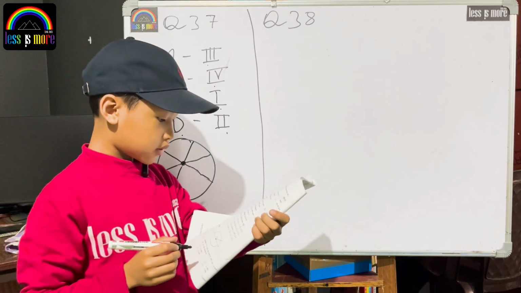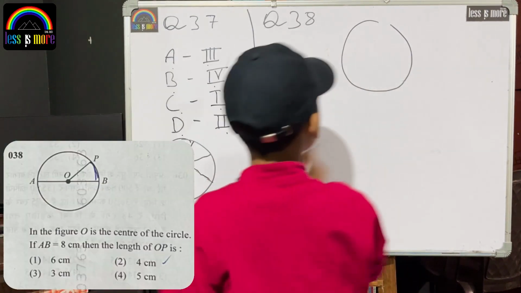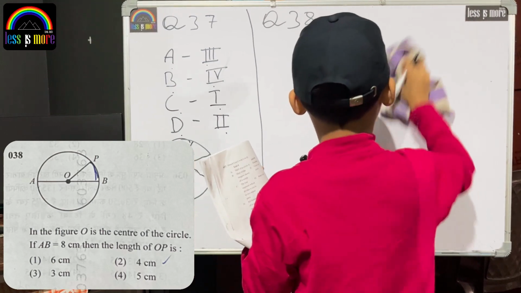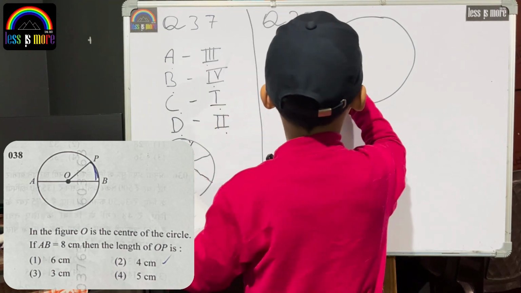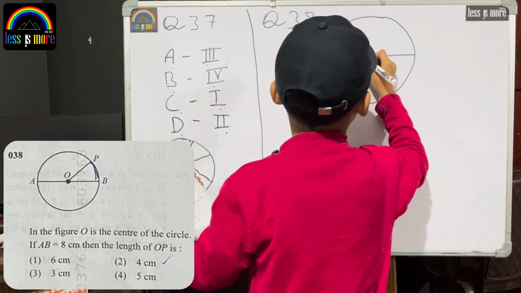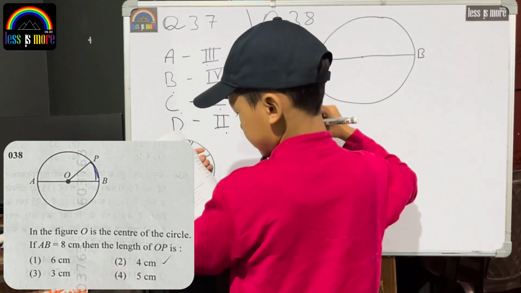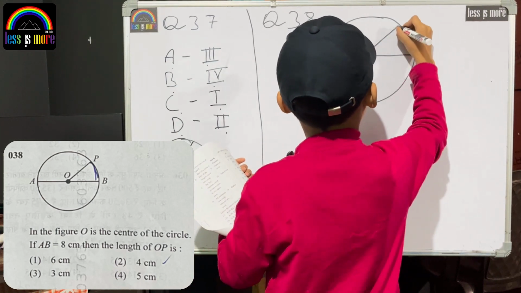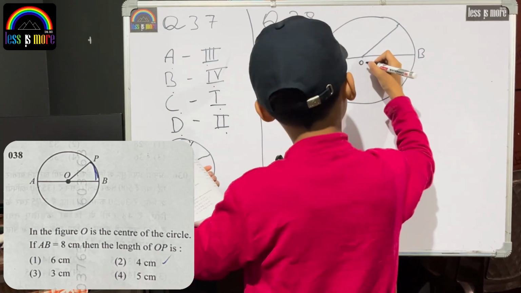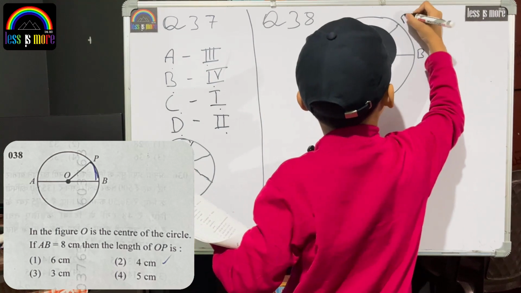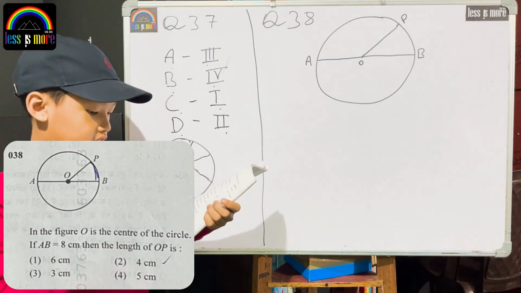On the next question, question number 38, there is a circle drawn and it is divided into two equal halves by the diameter. This side is A, this side is B. And there is a chord over here, and this is the center of the circle. This point is O, and this side is P. It asks: if O is the center of the circle and AB equals 8 centimeters, then the length of OP is?